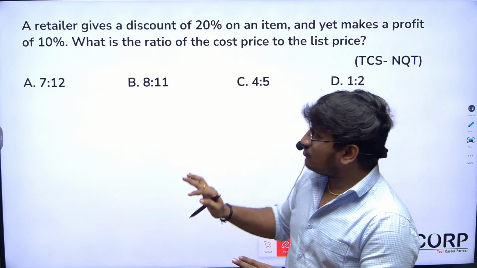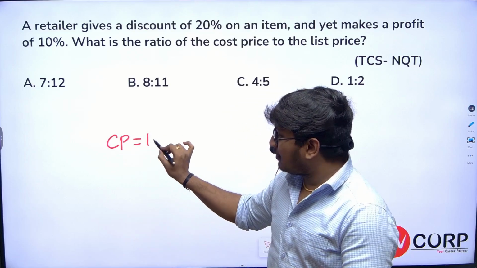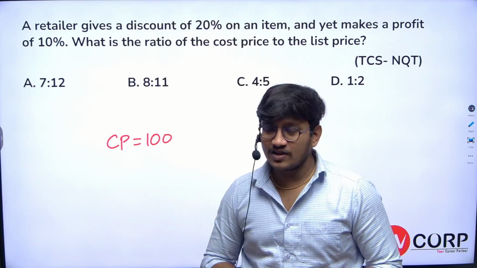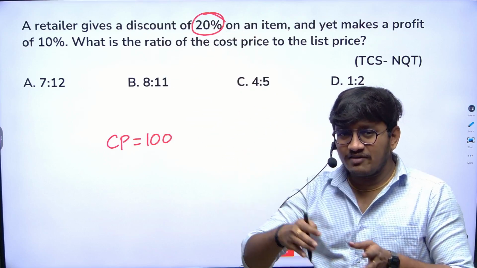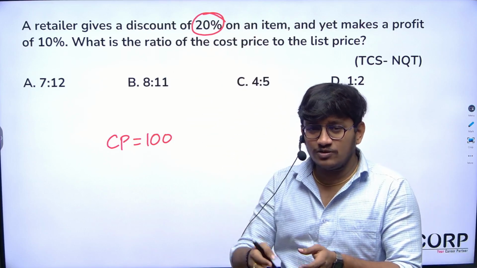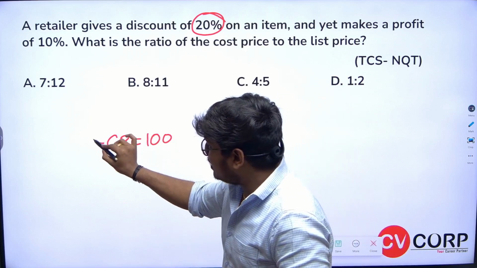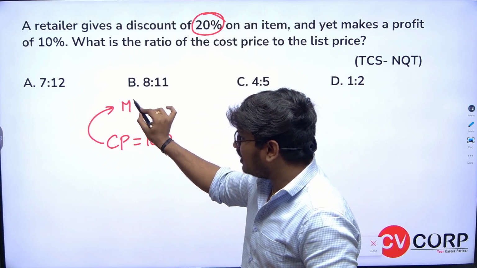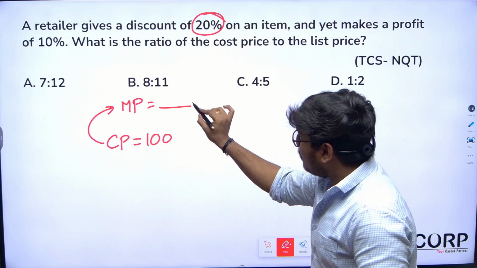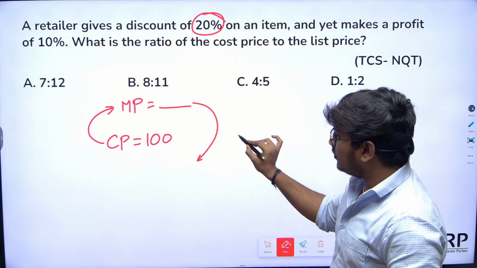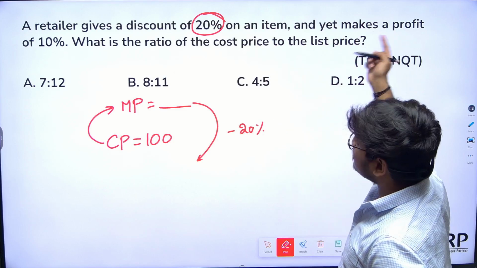So here we are not so sure about what will be the cost price. Let's say that I'm assuming the cost price is 100 rupees. Now a retailer is giving 20% discount. Obviously, whatever the value may be, the discount will always be given from market price. So he increased his price before giving discount. That's what we call market price. From market price, he's giving a discount of 20%, correct? And still he makes a profit of 10%.